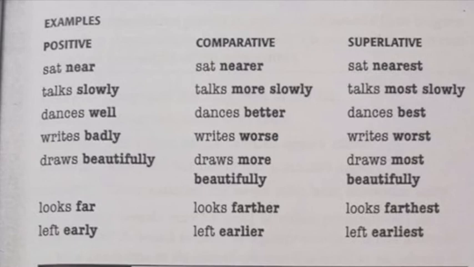Now we also have dances well. The comparative form of well is better. Writes badly. What's the comparative form of bad or ill? We have worse. Draws beautifully. Again, it ends with ly, so you add more: more beautifully. Looks far, and this time you make it farther, with an -er. And then early, this time though it ends with ly, you have to add the -er in this example. Left early, in comparative form, earlier.